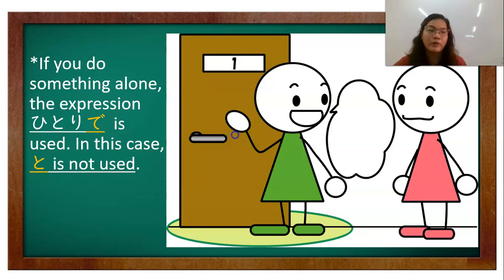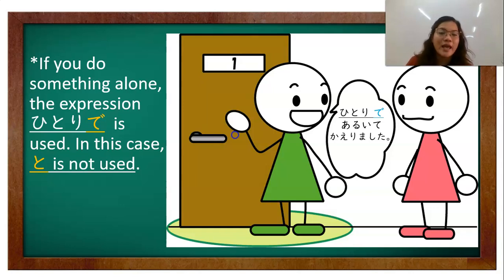Okay? So, example, ikaw lang yung mag-isang umuwi ng bahay. So, you will say, hitori de aruite kaerimashita. Okay? Ikaw lang yung mag-isang naglakad pauwi ng bahay. Hitori de aruite kaerimashita. Okay? You use hitori de for alone, aruite for on foot or by walking, and kaerimashita for pauwi. So, hindi na ginagamit si "to" sa hitori de.